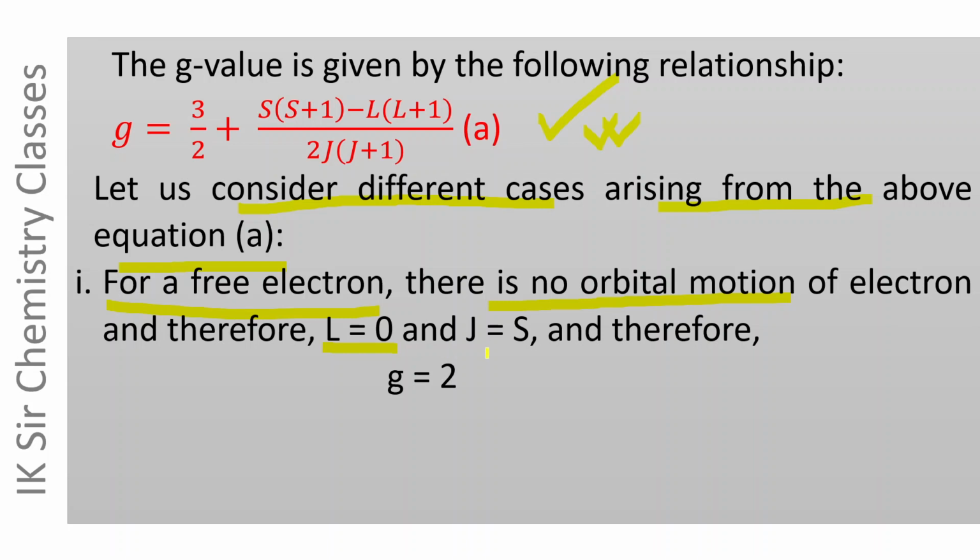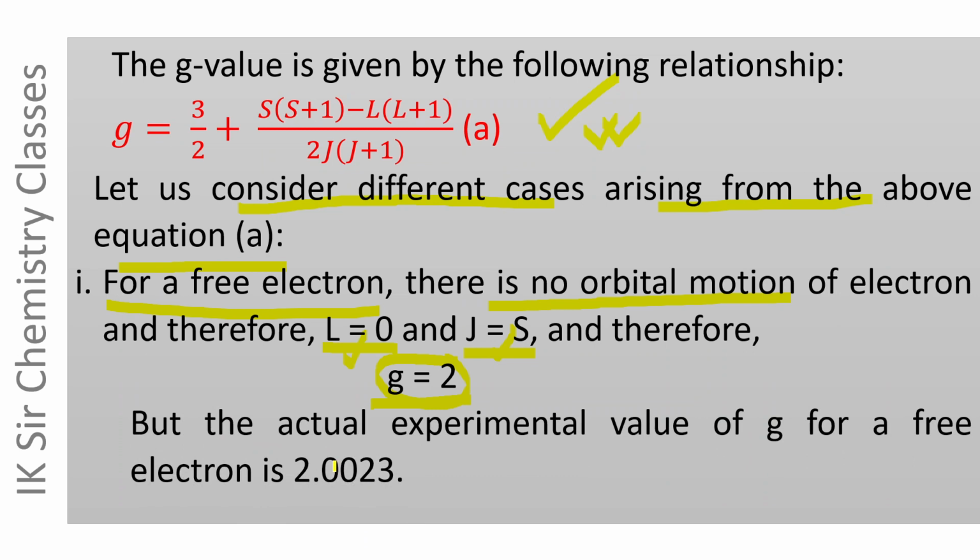And the value of J will be S. And therefore, on putting these values of L, S and J in this expression, we get the value of g equal to 2. From this expression, for free electron, the value of g has been calculated to be 2. But the actual experimental value of g for a free electron has been found to be 2.0023.